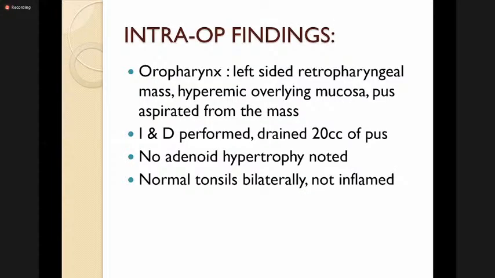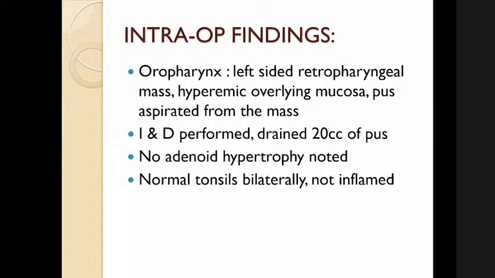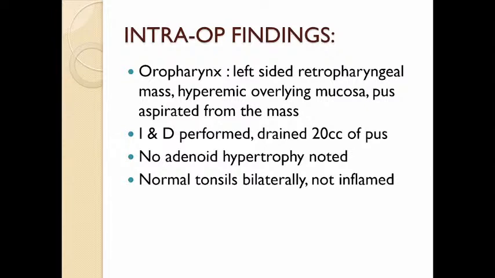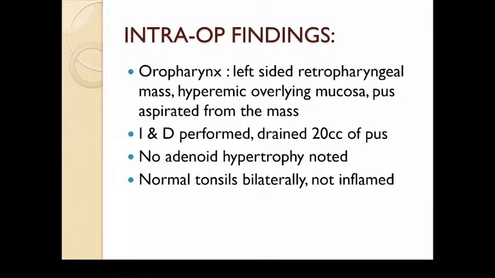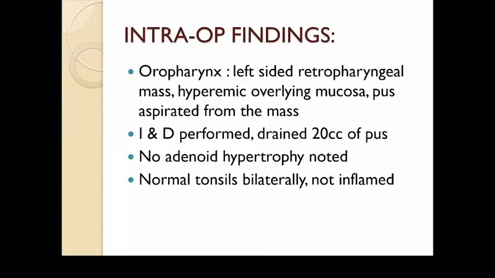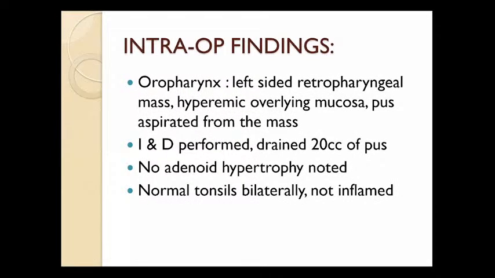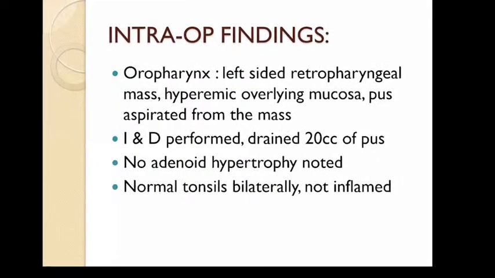So this is what we found. There was a retropharyngeal abscess, there was overlying pus, which was aspirated, and 20 cc might not seem like a lot for an adult, but for a child, that is quite a bit. Because you can imagine how big the 20 cc syringe is and how much it will fit in the back of the oral cavity and the nasal cavity of the child.